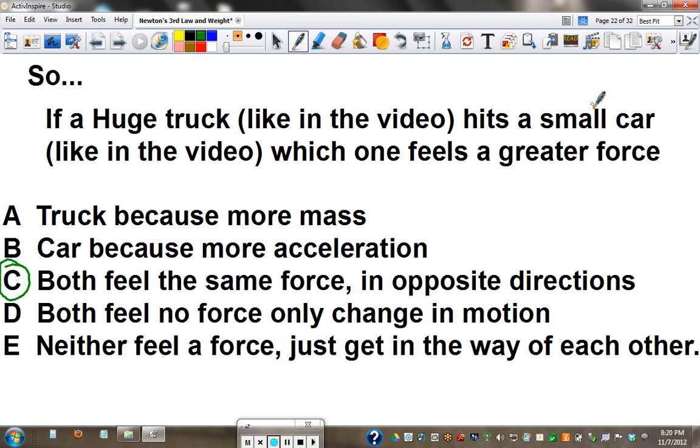So what we're going to look at today is, why does a small car get obliterated? It clearly experiences a bigger force than the huge truck. Or is it not so clear?